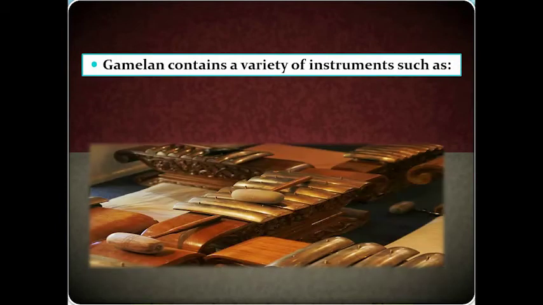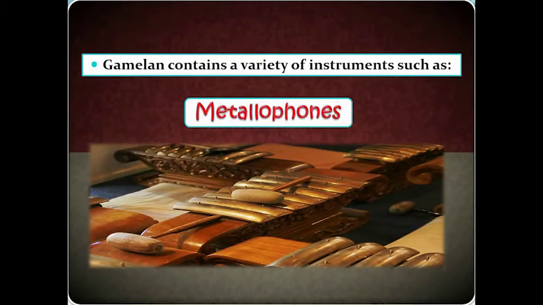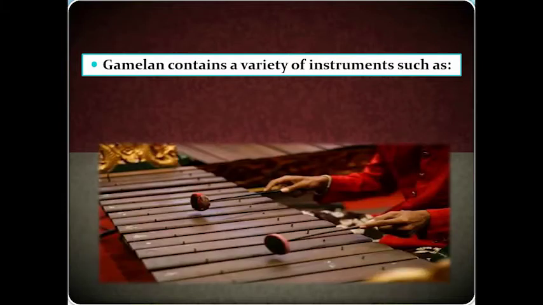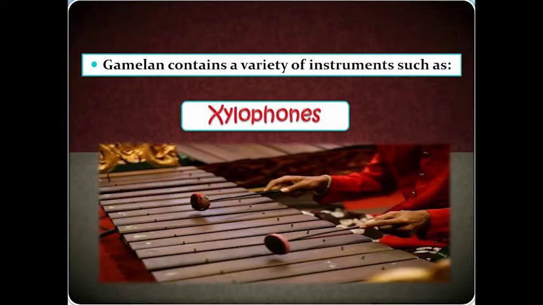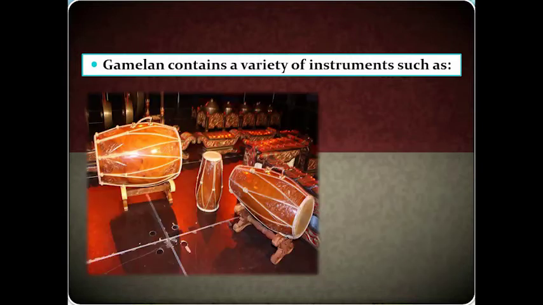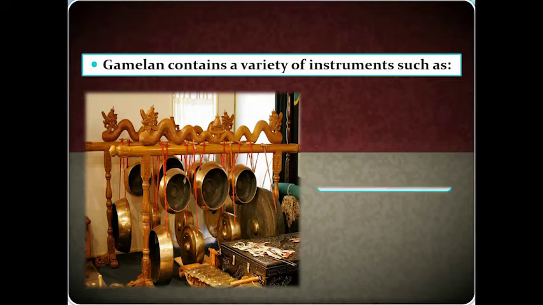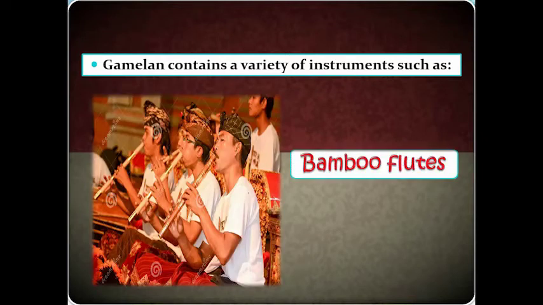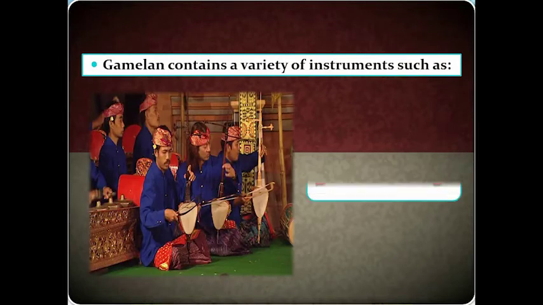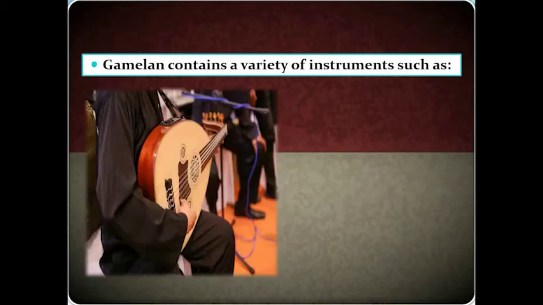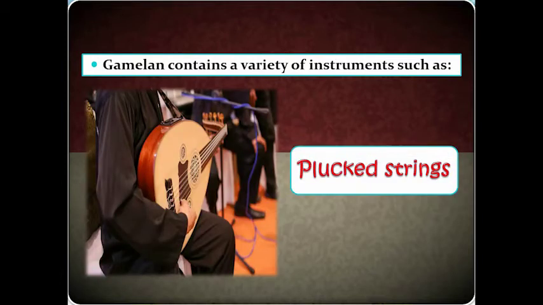Gamelan contains a variety of instruments such as metallophones, xylophones, kendang and gongs, bamboo flutes, bowed and plucked strings.